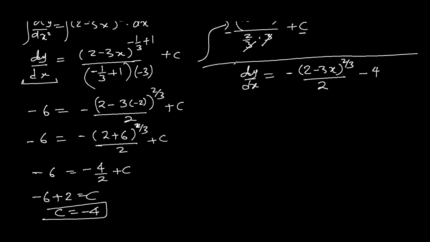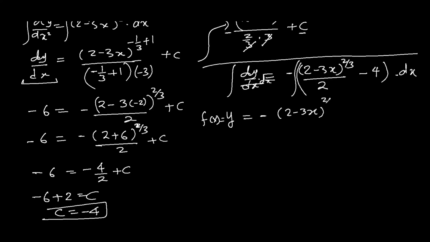Now we will proceed to find the equation of the curve y with respect to x. We'll integrate both sides and we'll get the equation of the curve. dx and dx cancel. Integration of dy will be y, that's what we want, which is f(x). Equal to, let's integrate this one. Minus remains minus. This is again a linear function with an exponent. So it will become 2 minus 3x to the power 2/3 plus 1 over 2/3 plus 1.